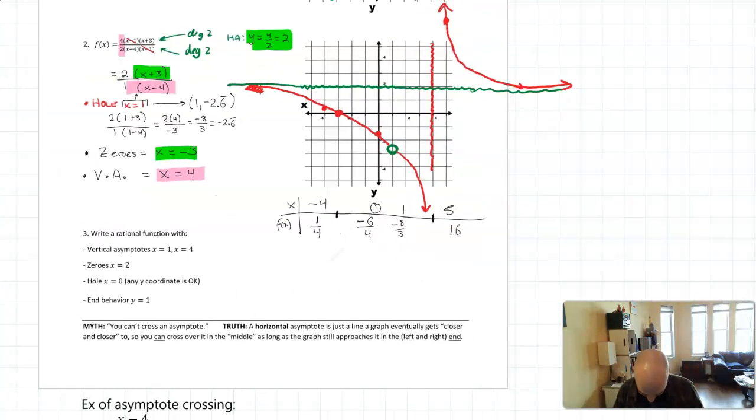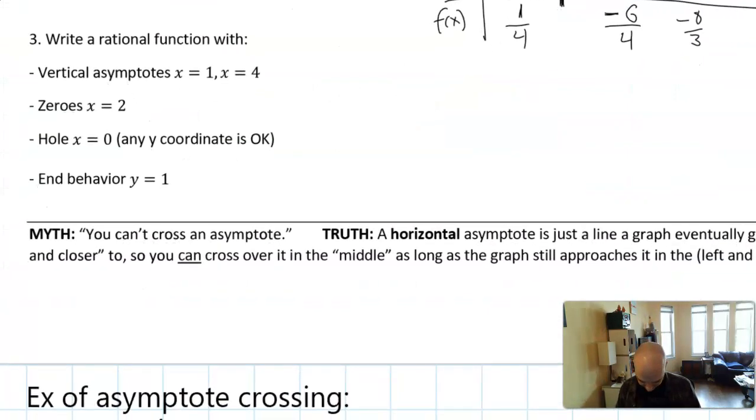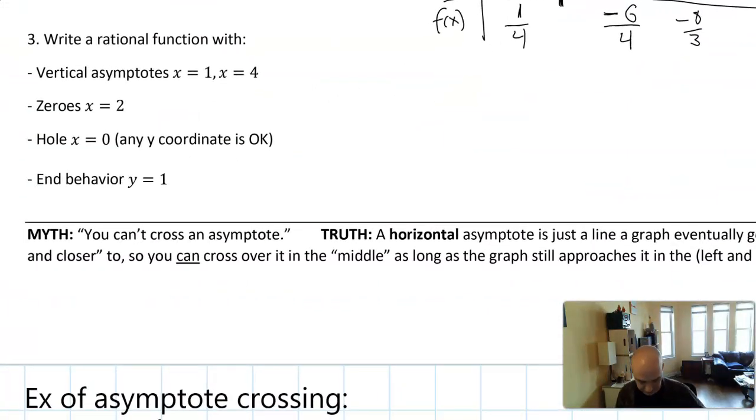All right, let's do a problem that's a little bit of a mix-up. What if I asked you to write a rational function with specific features? All right, so what can we do here? Well, we know we're going to need a fraction. We know that we need vertical asymptotes at x equals 1 and x equals 4.